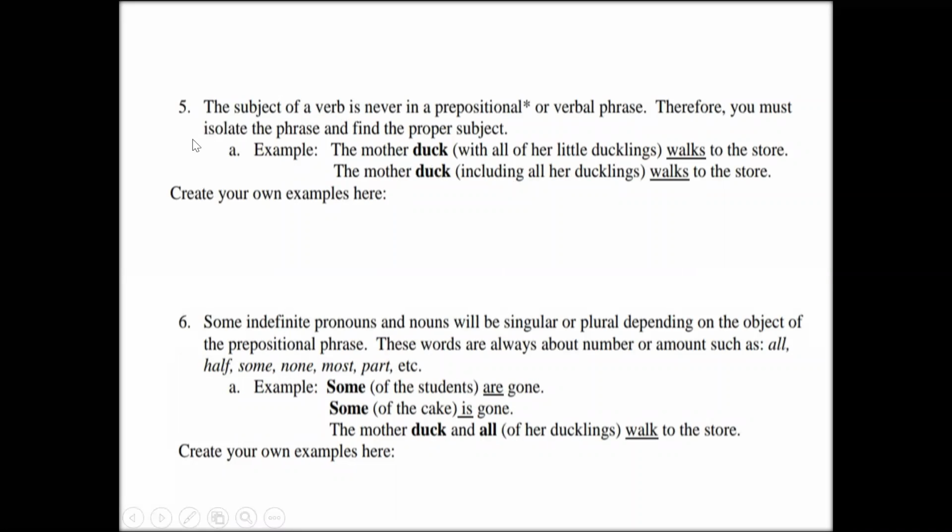Okay, looking at the fifth rule of verb. Now listen to it carefully. First, while I'm reading the example, ignore these brackets. We'll consider these brackets later. Now read the sentence. The mother duck with all her little ducklings walks to the store. If we talk about this, we'll think that one is mother duck, and she is accompanied by all her little ducklings also. So definitely it might be plural, but no.